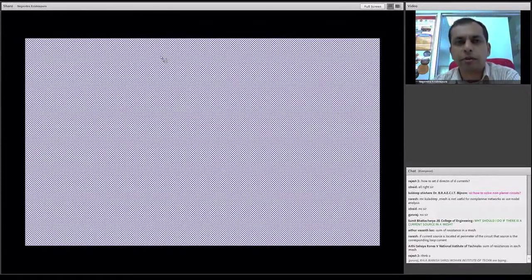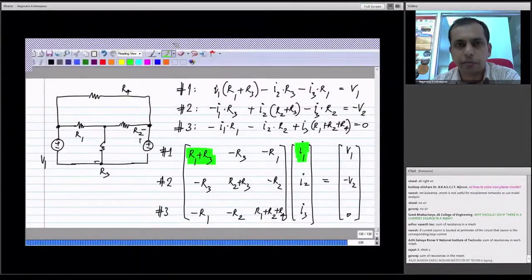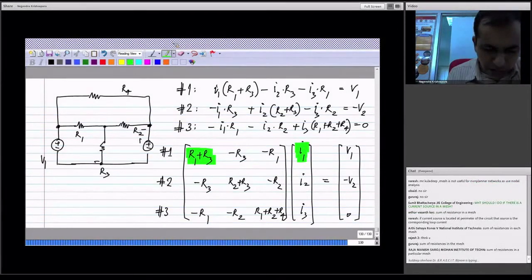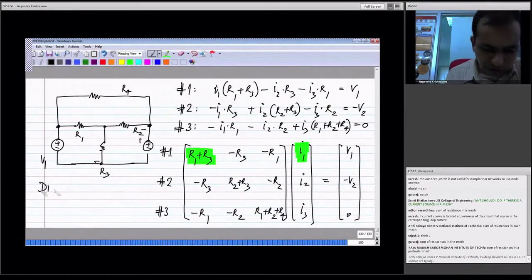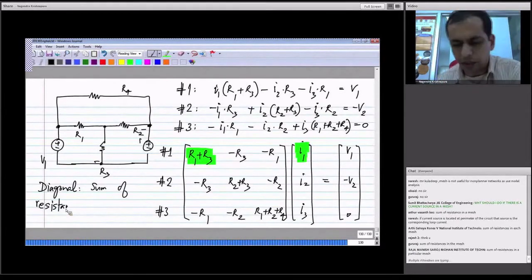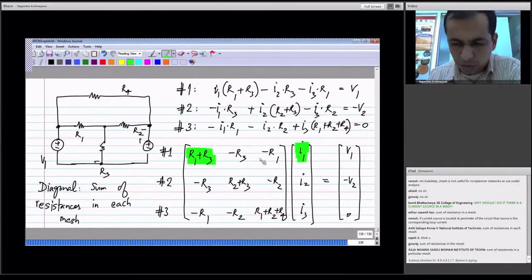Okay, I think many of you were able to easily answer this one. It's the sum of resistances in each mesh. Now similarly, the diagonal elements are the sum of resistances in each mesh. Okay, and the off diagonal elements, you see that this element in the matrix notation would be called A12, and that is the resistance that is common to mesh 1 and mesh 2.